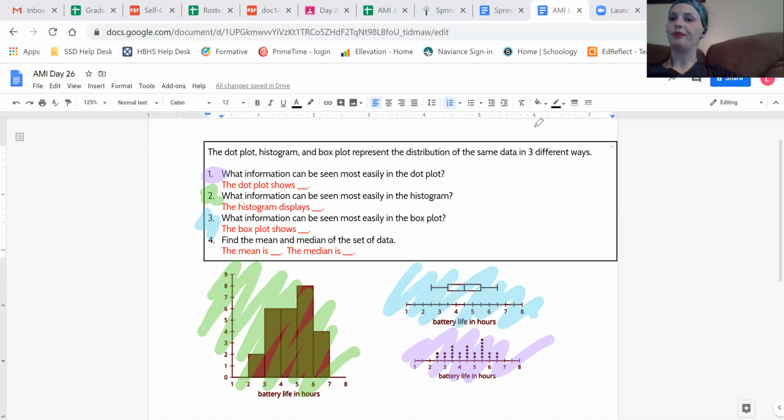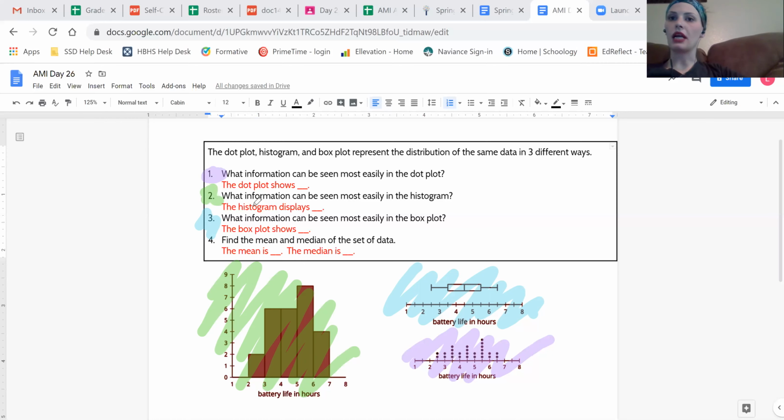So I'll remove that color in just a little bit, but the purple here in the dot plot, you'll notice that the dots represent each piece of data in this set of data, and that's where it gets its name, the dot plot.